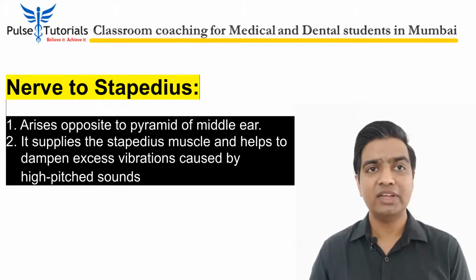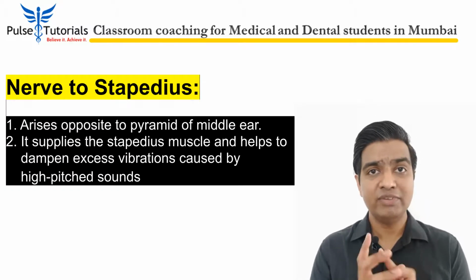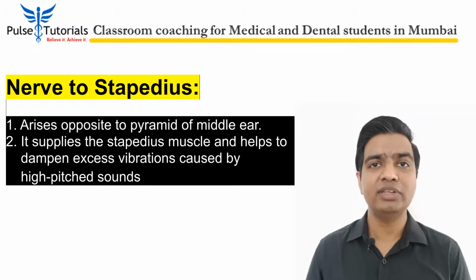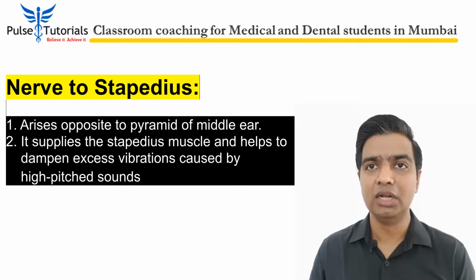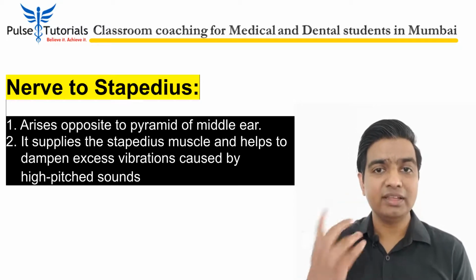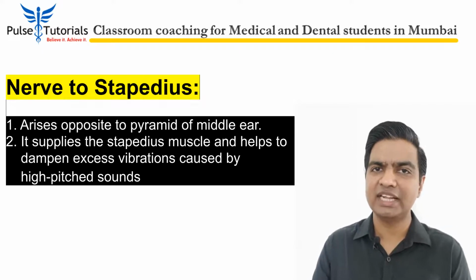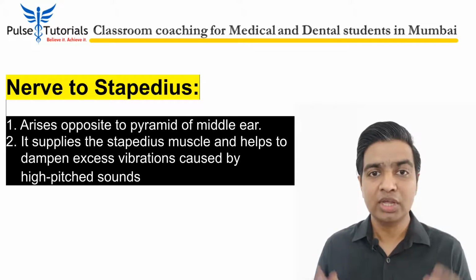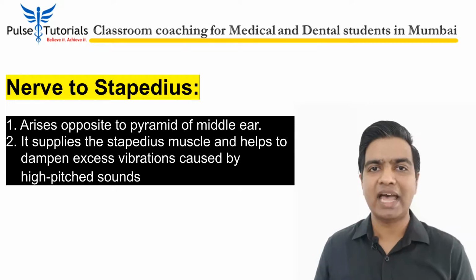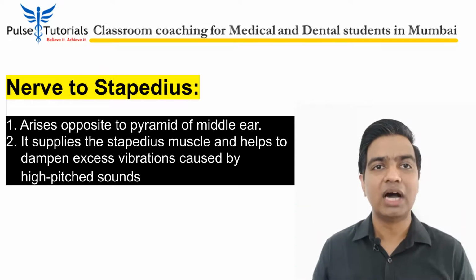The second nerve is the nerve to stapedius, which arises just opposite to the pyramid inside the middle ear. It supplies the stapedius muscle, and it helps in dampening the excess vibrations that are caused by high-pitched sounds, so that our inner ears are not damaged if the sound levels are too high.